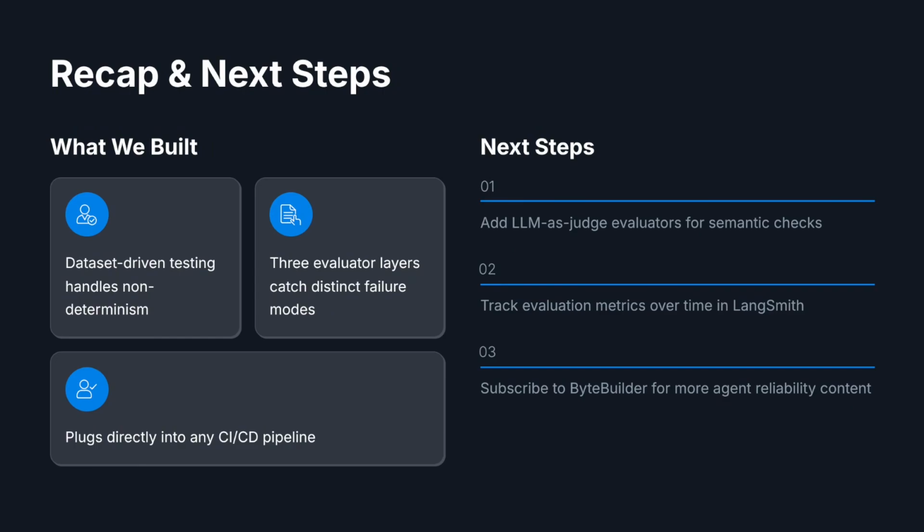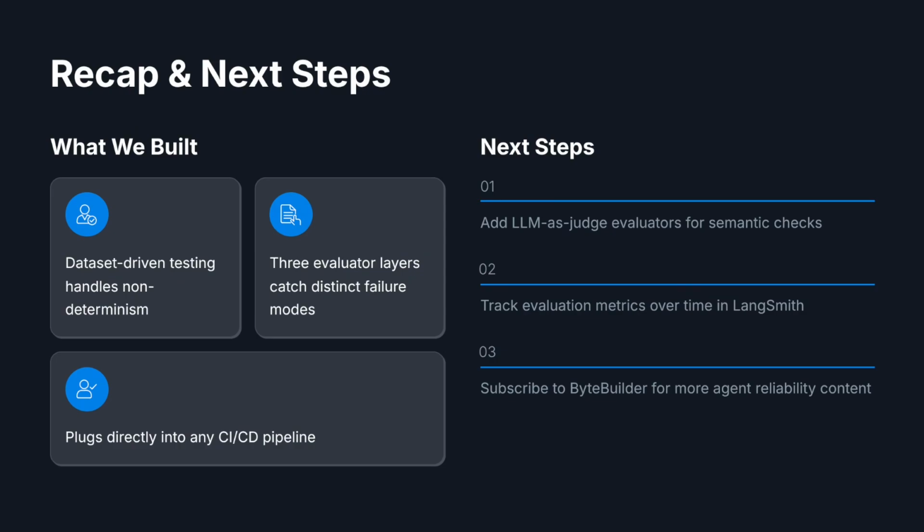Let's recap what we built. We created a dataset-driven regression suite that tests our AI agent without requiring exact output matching. We wrote 3 evaluator functions, one that checks tool selection, one that validates argument structure, and one that verifies the final answer content. And each one catches a different class of regression. The entire thing runs with a single Pytest command, which means you can drop it into any CI pipeline today.